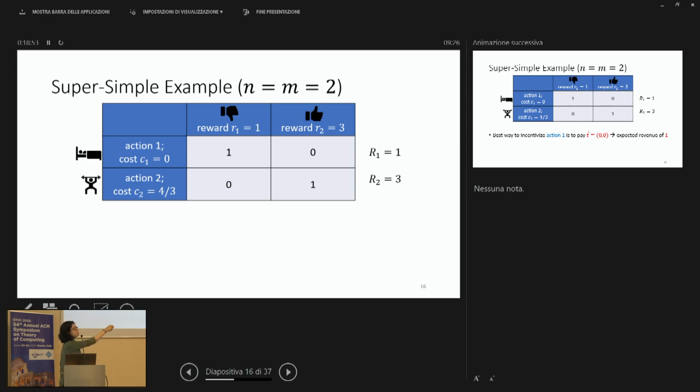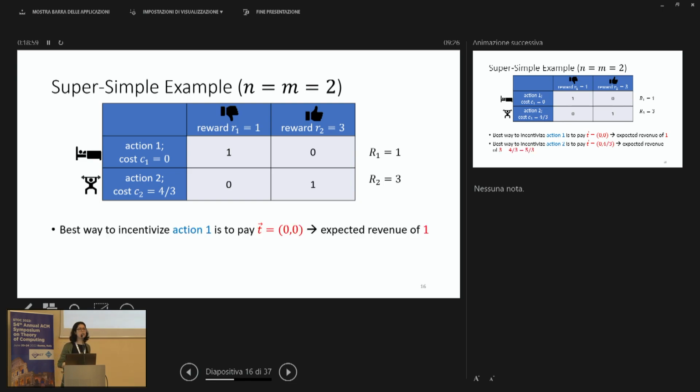I've shown the expected rewards on the right, capital R_i's. And we can analyze the setting. If you want to incentivize the agent to stay in bed, an action that has cost 0 for them, you don't have to pay them anything. No matter which reward they get, the low or the high reward, just pay them 0. They will stay in bed, and your expected revenue will be 1, which is the expected reward.